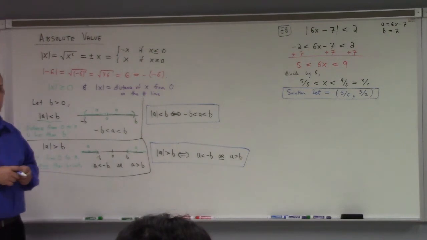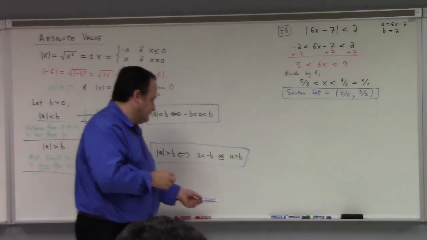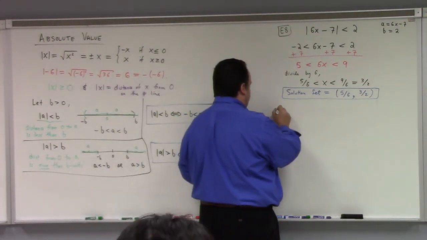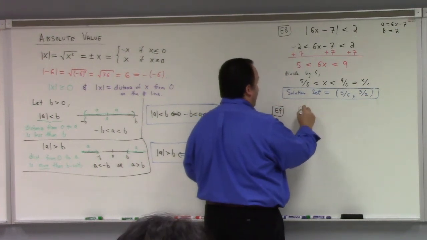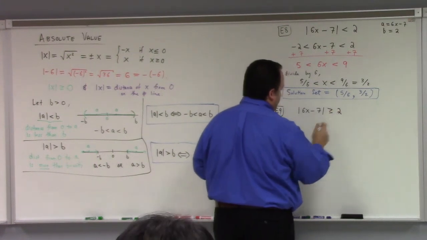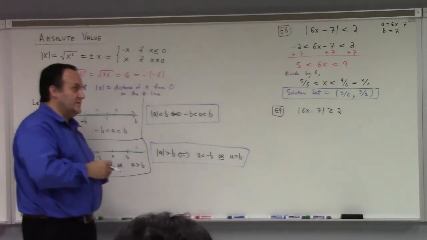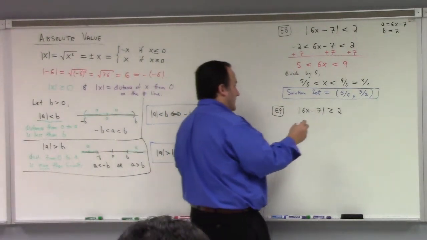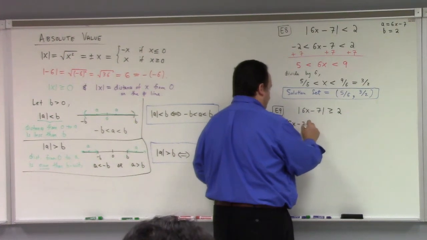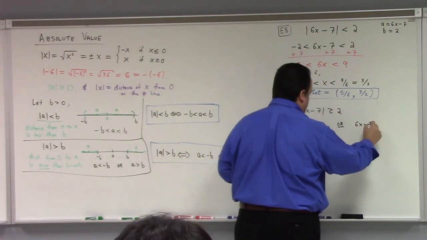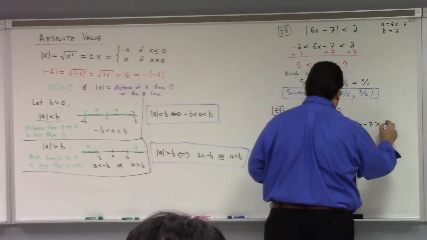Let's try example 9. Same expression. This time, we have absolute value of 6x minus 7 greater than or equal to 2. A little bit different, right? Greater than or equal to 2. So now that means that we're either going to have to solve 6x minus 7 less than minus 2, or 6x minus 7 greater than 2.